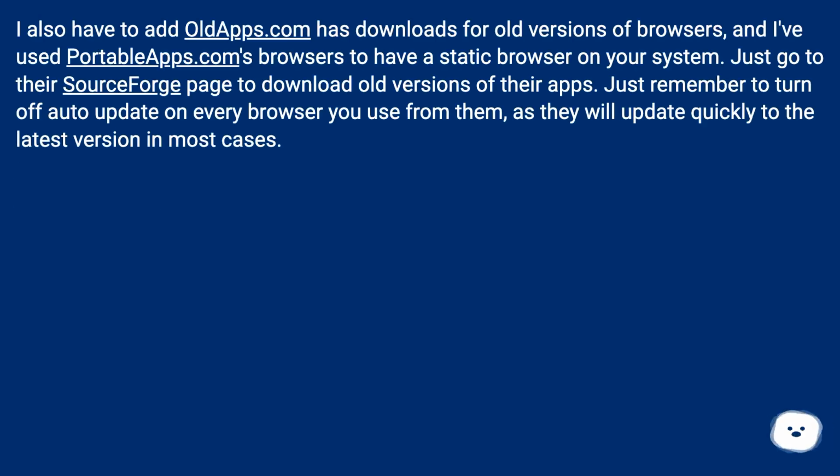I also have to add, oldapps.com has downloads for old versions of browsers, and I've used portableapps.com's browsers to have a static browser on your system. Just go to their SourceForge page to download old versions of their apps. Just remember to turn off auto update on every browser you use from them, as they will update quickly to the latest version in most cases.